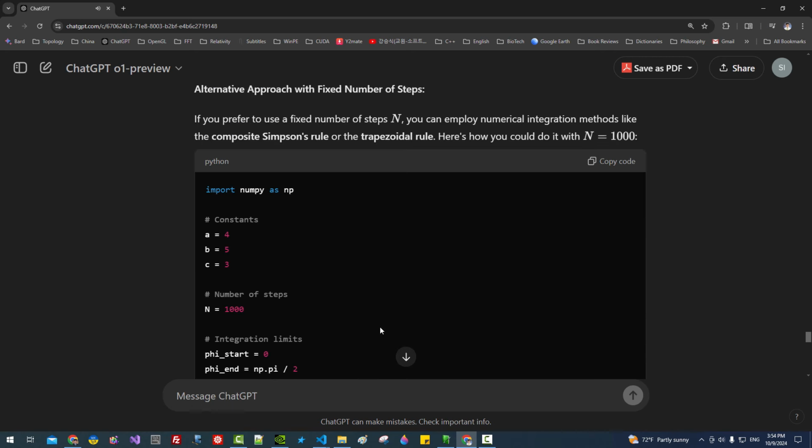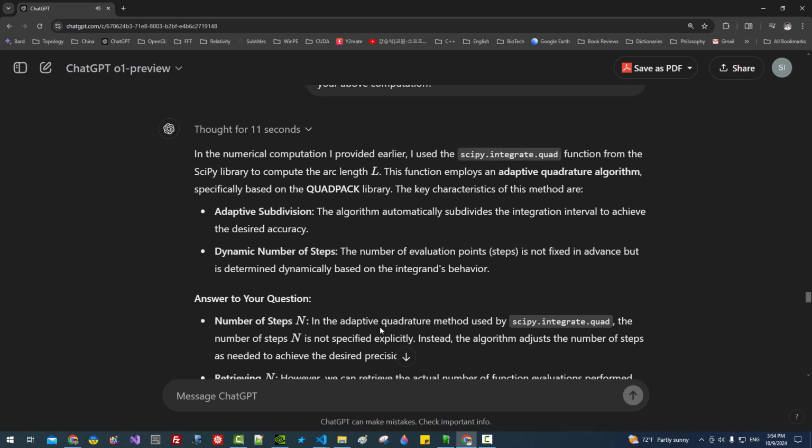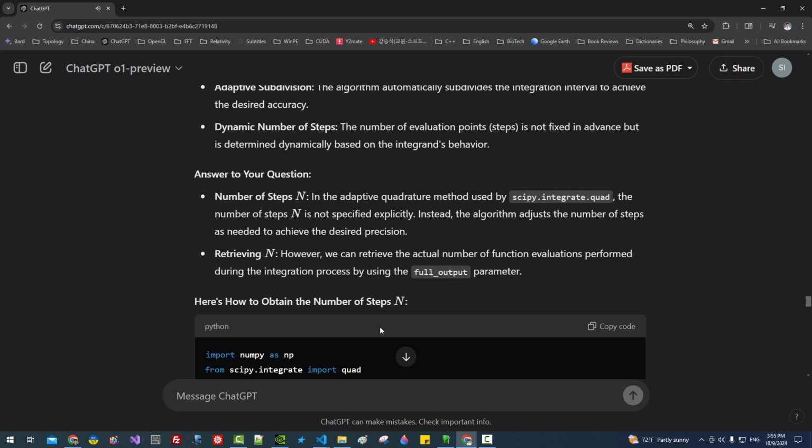In the numerical computation I provided earlier, I used the scipy.integrate.quad function from the SciPy library to compute the arc length L. This function employs an adaptive quadrature algorithm, specifically based on the QUADPACK library. The key characteristics of this method are adaptive subdivision. The algorithm automatically subdivides the integration interval to achieve the desired accuracy. Dynamic number of steps. The number of evaluation points, or steps, is not fixed in advance but is determined dynamically based on the integrand's behavior.